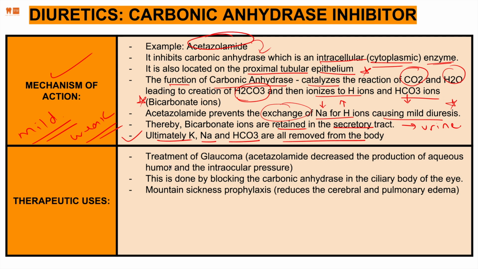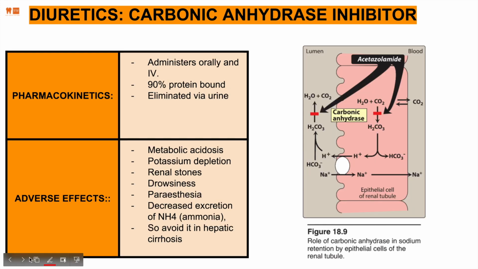Therapeutic uses: treatment of glaucoma. Acetazolamide decreases the production of aqueous humor and intraocular pressure. Remember, mild, weak. This is done by blocking the carbonic anhydrase in the ciliary body of the eye. Mountain sickness prophylaxis. Reduces cerebral and pulmonary edema. That prevents nausea and vomiting. So, other uses, not as much in hypertension.